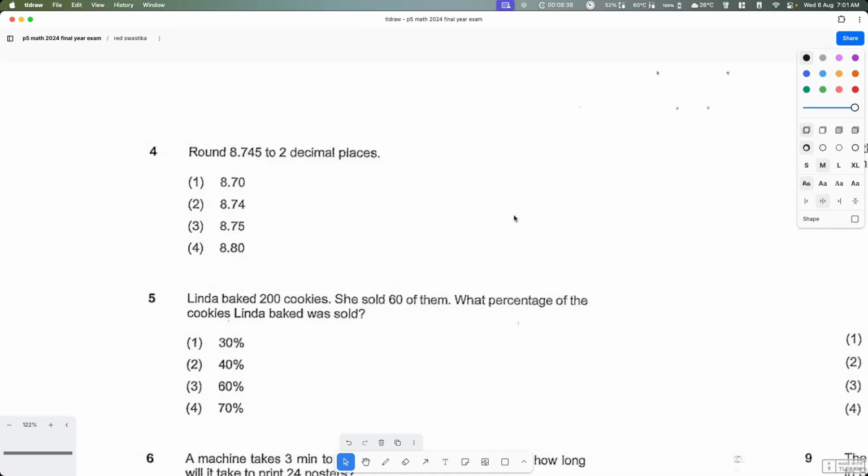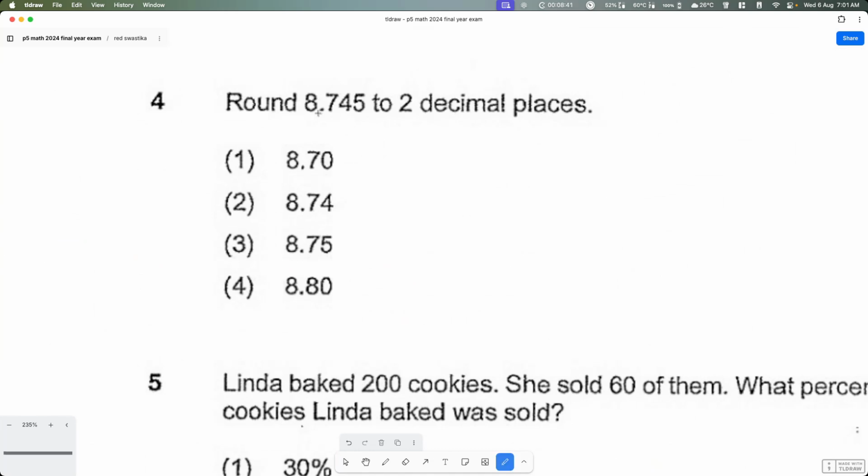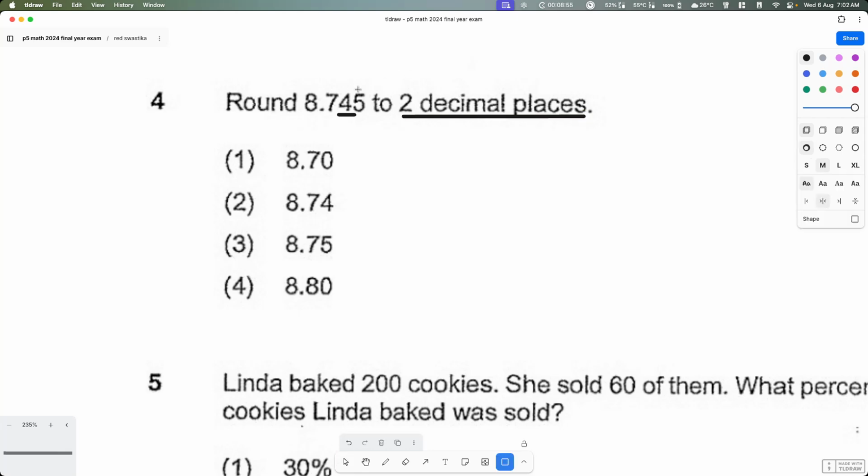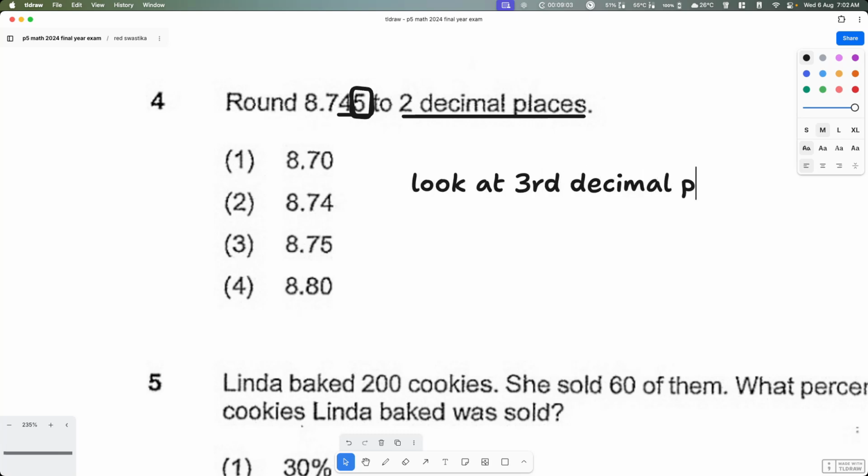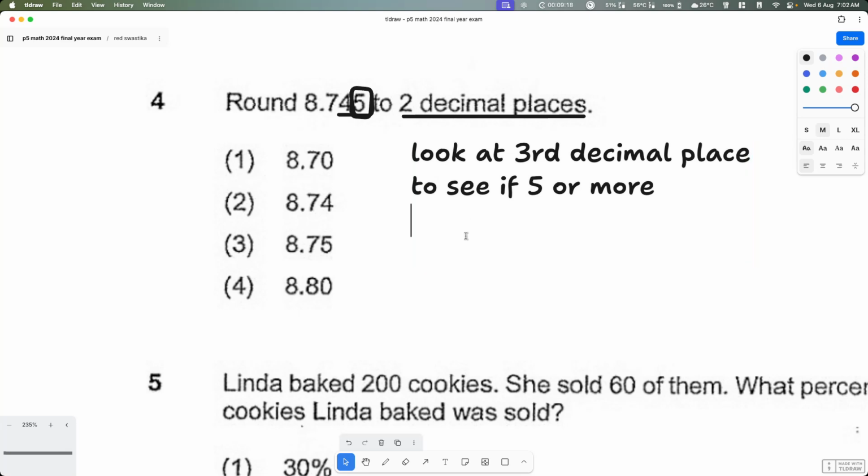Question number 4. It says here, round 8.745 to 2 decimal places. The 2nd decimal place is in this case the number 4. So what we need to look at is the number 5 over here. Look at the third decimal place to see if it is 5 or more. And the answer is yes.